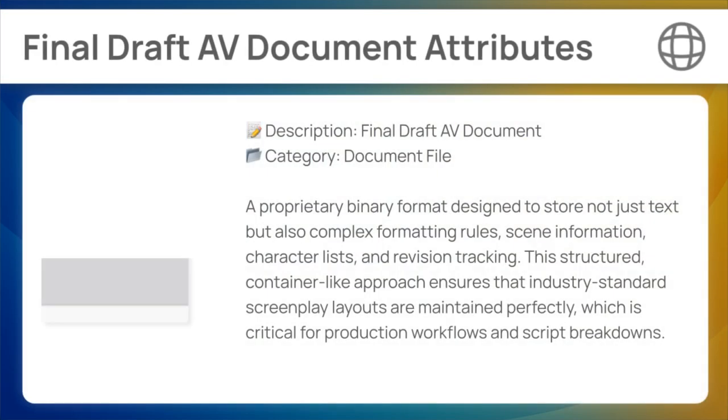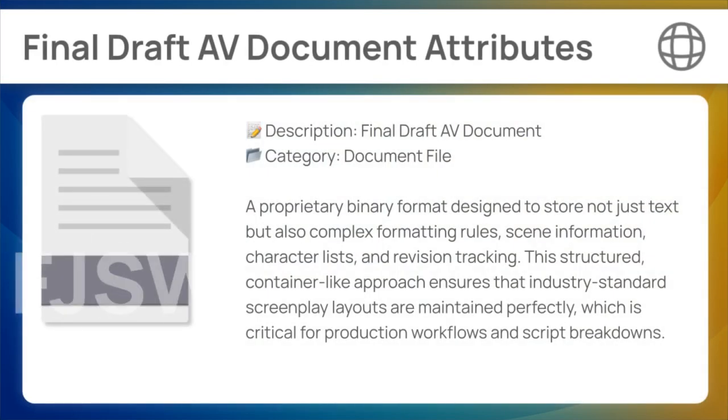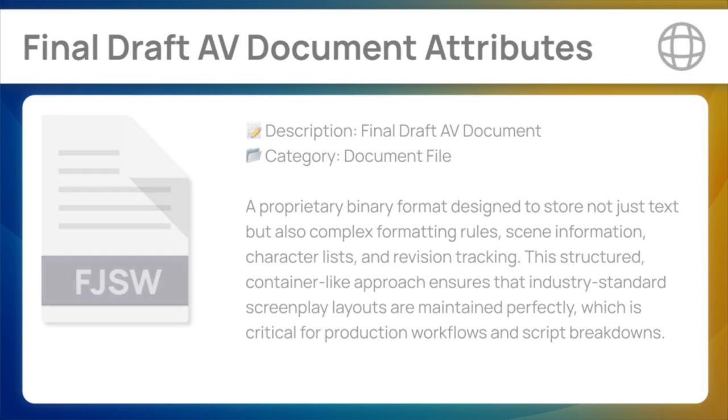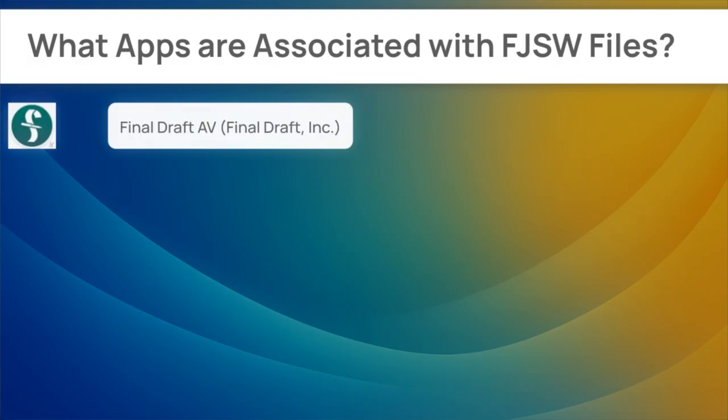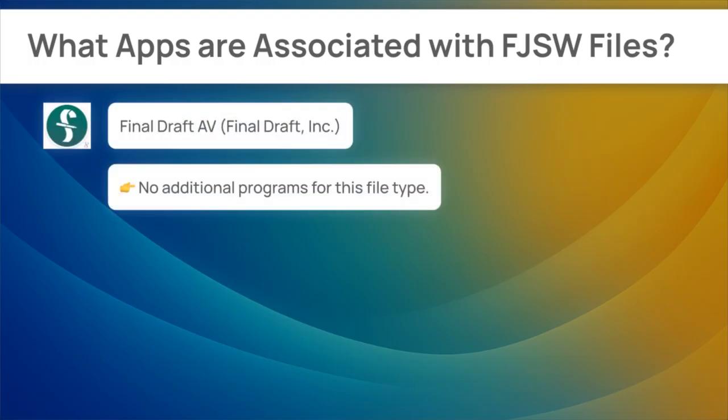A proprietary binary format designed to store not just text but also complex formatting rules, scene information, character lists, and revision tracking. This structured, container-like approach ensures that industry-standard screenplay layouts are maintained perfectly, which is critical for production workflows and script breakdowns. Final Draft Inc. endorses Final Draft AV as the main tool for handling FJSW files.